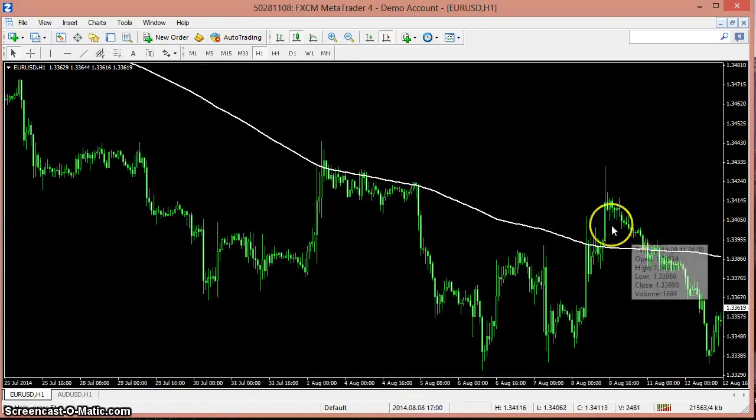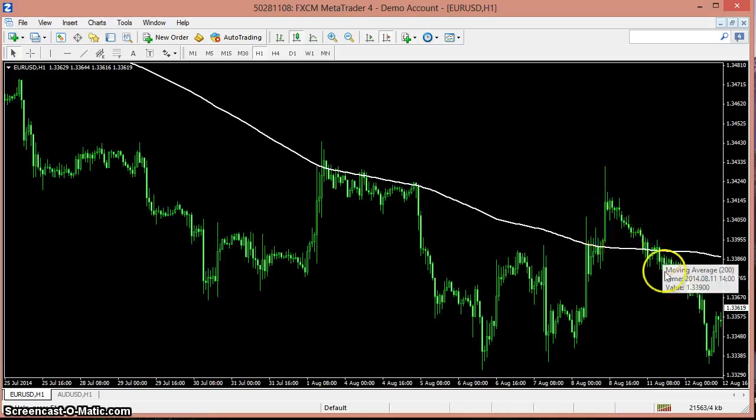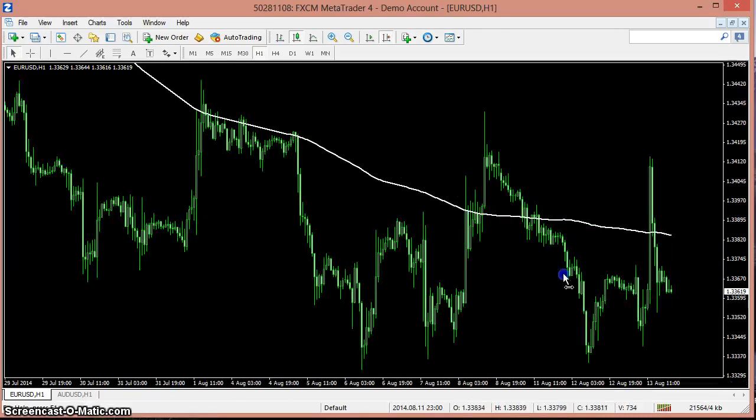Now, of course, with the benefit of hindsight, that didn't play out. But that's the way that you would use a moving average. It can really be used to tell what the market is doing right now, what market conditions we're in, and that can be used to inform your other trading decisions.